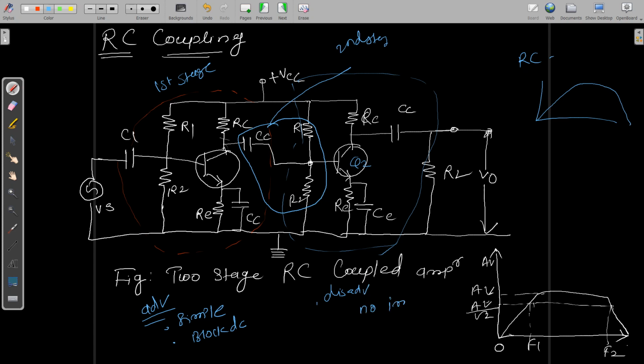No impedance matching. Does the DC signal get amplified? No. No DC amplification. What other advantages? It is lightweight.